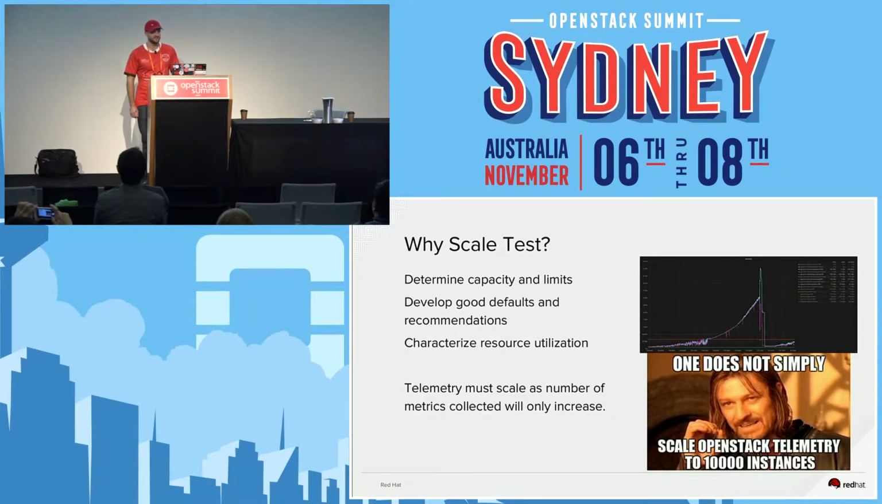So why scale test? We're going to determine the capacity and limits of our software. From that, we're going to try to develop some good defaults and some recommendations, maybe hardware recommendations. We're also going to characterize the resource utilization and find out what we might be bottlenecking on, if it's CPU, memory, network, or disk. Bottom line is telemetry has got to scale, because with OpenStack we're talking larger and larger clouds, and there's only going to be more and more metrics we're collecting and more objects within the cloud.